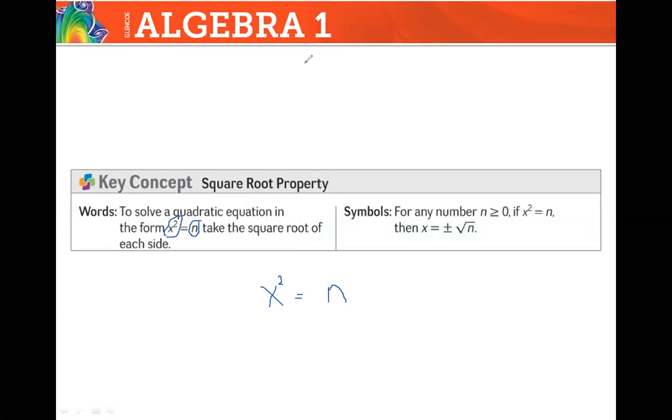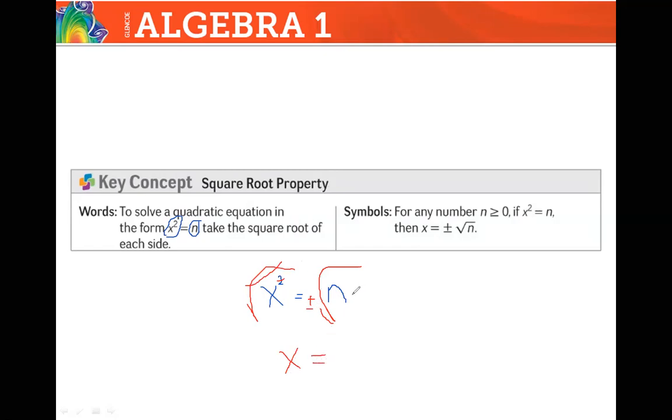To remove this power 2, we just take the square root for the first side and the square root for the second side. The square root of the first side will be x, because the opposite of a square root is power 2, so they remove each other. The remainder is x. And here, don't forget to write positive or negative the root of n.